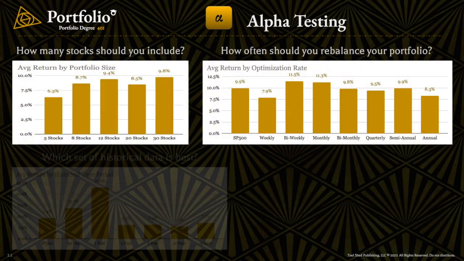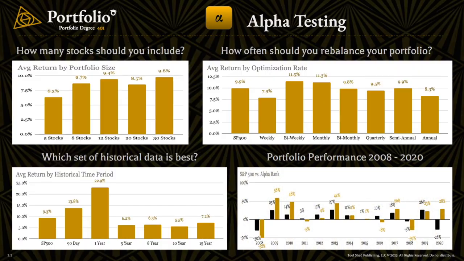In terms of alpha, as far as how many stocks you should include, you can see that you should have at least 12 in your portfolio, and actually 30 tested the best, but keep in mind that 30 can have a large workload that comes with it. In terms of the optimization rate, it's a little more short-term. Biweekly and monthly tested the best, so about every 2 to 4 weeks you want to optimize and rebalance, which makes sense, when you look at historical time periods that you should leverage.